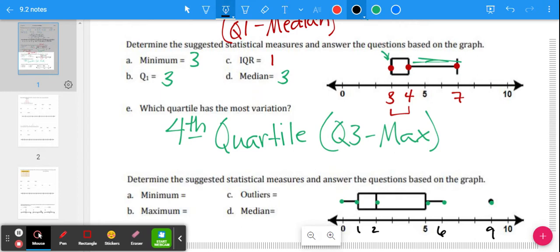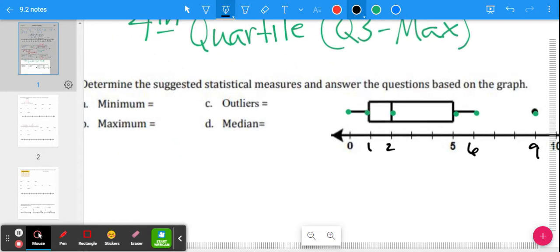Okay, so now we can answer everything. Our minimum is 0. The maximum is 6. We've got an outlier that's 9, so we don't want to include that outlier in our box plot just because it's so far outside the set of data. And then our median is 2 in the middle of the box.